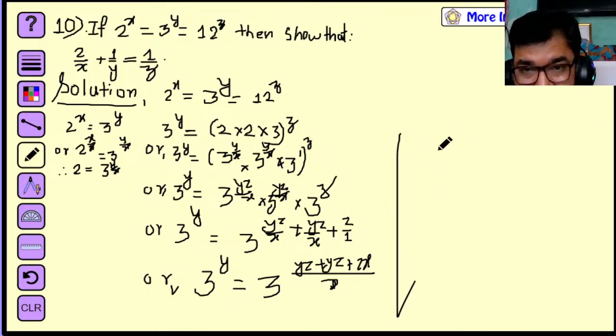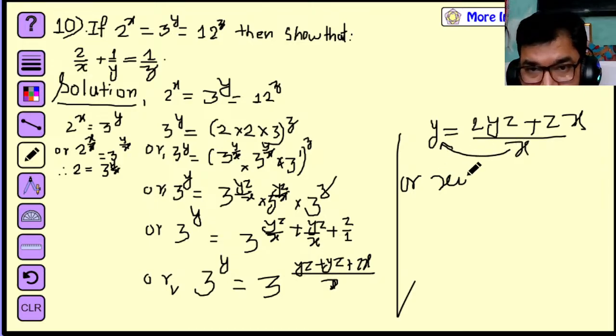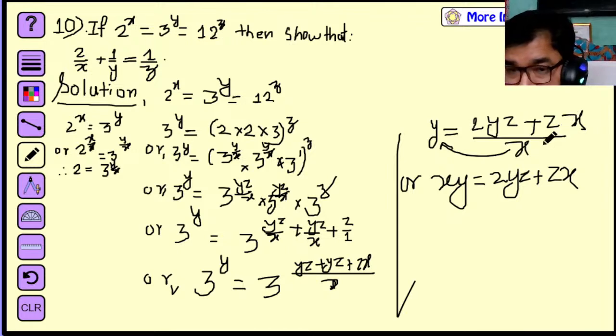We can do that the power will be equal, y equals to, we can write here, this power is 2yz plus zx, okay, whole upon x. When this x is multiplied here, this x goes to multiply with y, and it will be xy equals to 2yz plus zx, okay, 2yz plus zx.